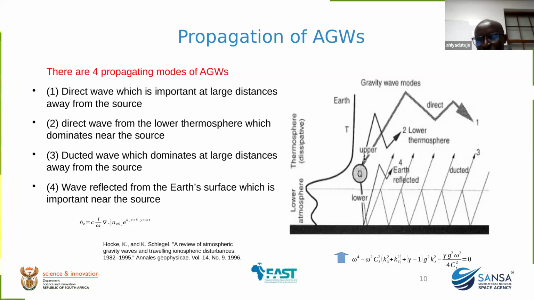Number 2 propagates close to the source. Number 3 moves downward to the ground. They can also reflect upward and move far away from the source. While number 4 remains close to the generating source. So those are 4 types of propagation of the gravity waves, which are generated in the thermosphere, which is your ionosphere in the E region.